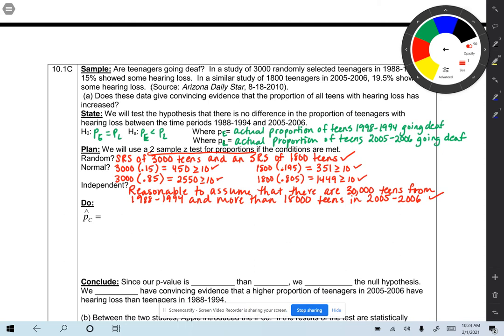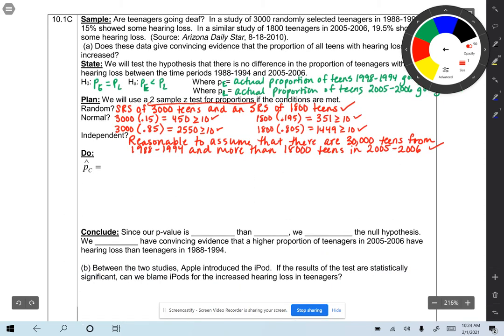All right, and now we can do our data. So for the combined proportion, take your successes, so this value plus that value. So you have 450 plus 351 divided by the combined sample size, so 3,000 plus 1,800. And that'll give you your statistic. And that is 801 over 4,800, which is 0.167. Oops, that is our pooled proportion. There we go. And once we have that, we can calculate our z-score.